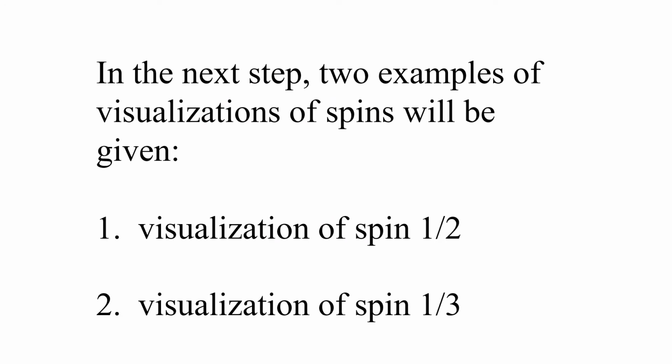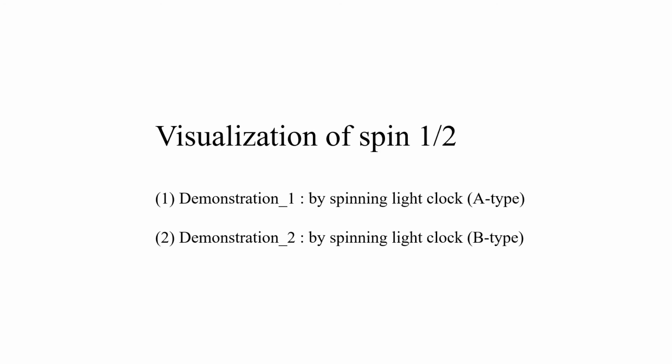In the next step, two examples of visualizations will be given. One is visualization of spin half, the other visualization of spin 1/3. Visualization of spin half. The first demonstration is by spinning light clock A-type. The second demonstration is by B-type.